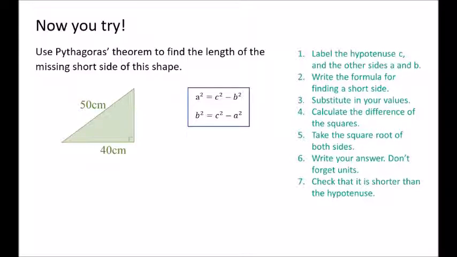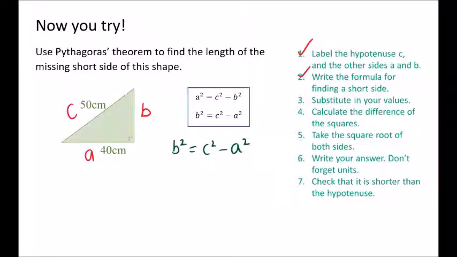Now we're trying to find the missing short side of the shape. Our first step, label the hypotenuse C and the other sides A and B. If you labelled A and B the other way around, 40 centimeters as B and the unknown side as A, that's just fine. You'll choose a different formula, but your solution should be the same at the end. So in this case, I'm trying to find B, so I will write B squared equals C squared minus A squared. And if you labelled the unknown side as A, you would choose the top version of the formula.